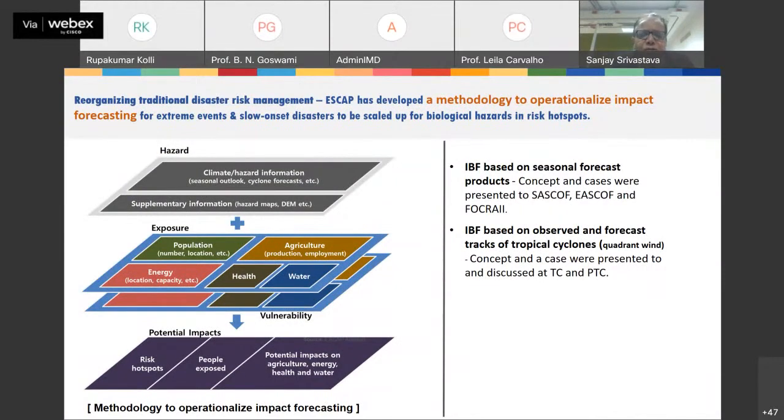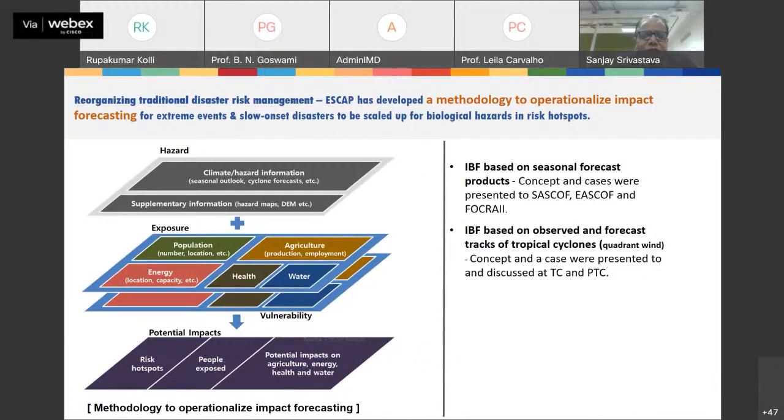This is a methodology that we developed. This is a WMO Climate Services. I'm happy Dr. Kumar Kohli is here. He has been the champion of the framework of the climate services, which I think is now operationalized in many ways, and also in Asia Pacific region. So we have operationalized this.